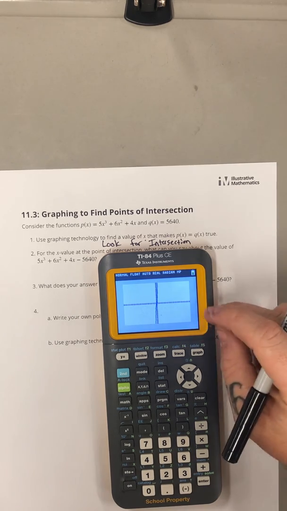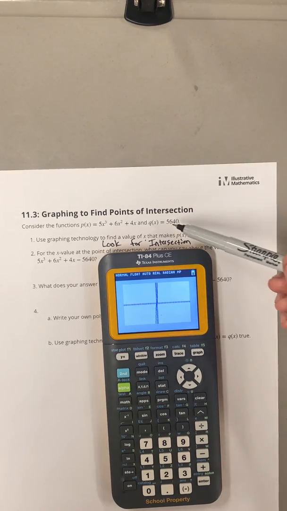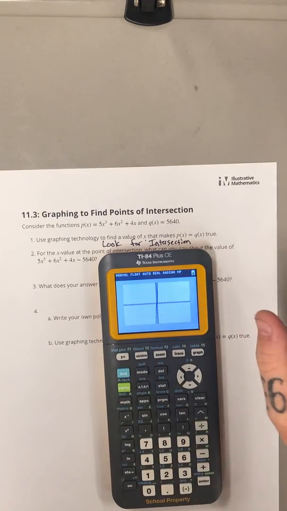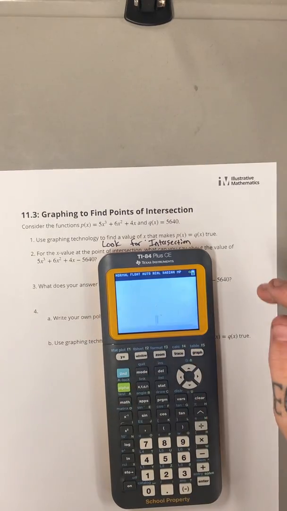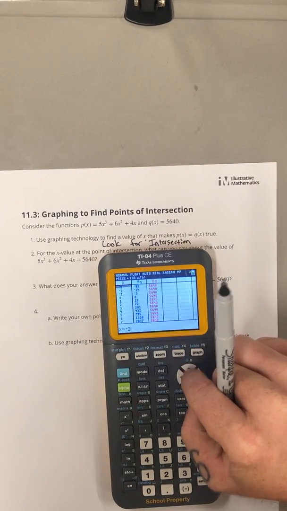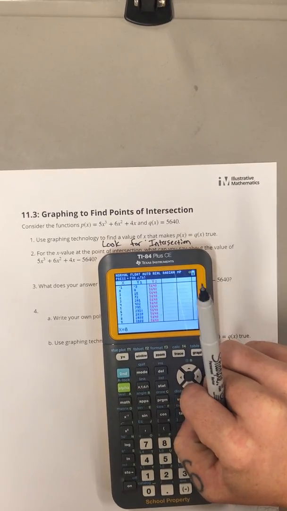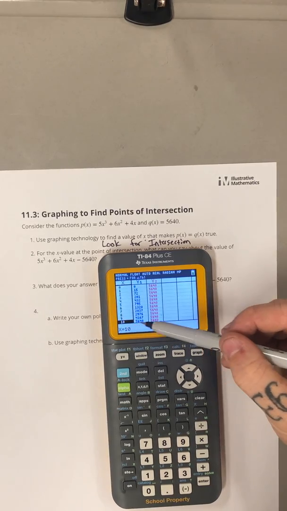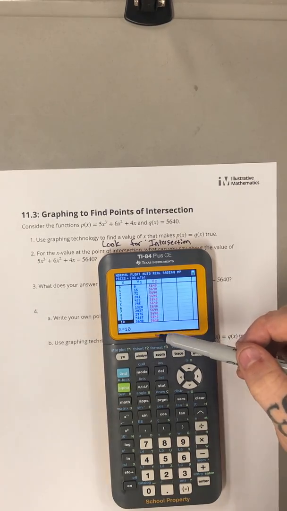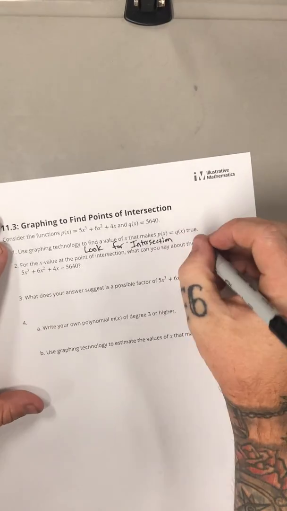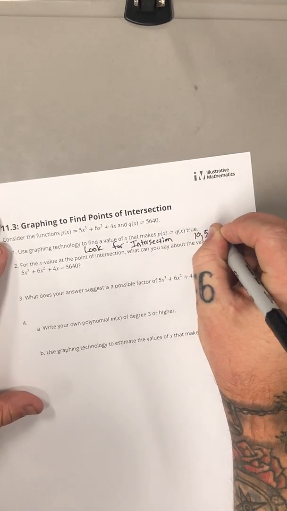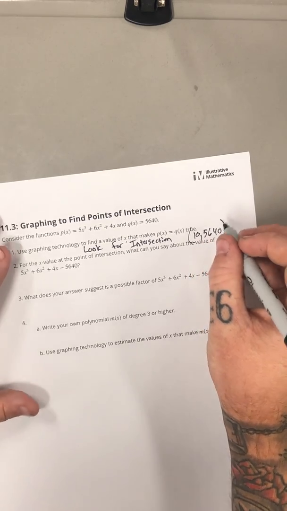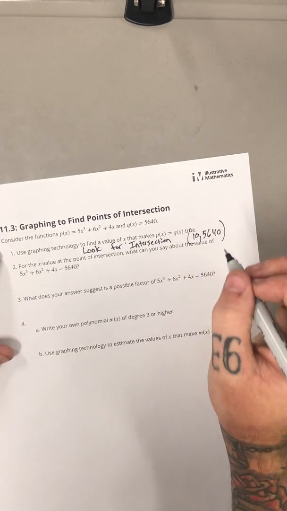You can see that you only see one line here because 5640 is way up here, and it's just going to be a straight line. I'm not going to mess with the viewing window. I'm just going to go straight to the table. As you see here, we got 10 at an x value of 5640. So my intersection is 10 and 5640. Not 10,506, not 10,000, but 10 and 5640.